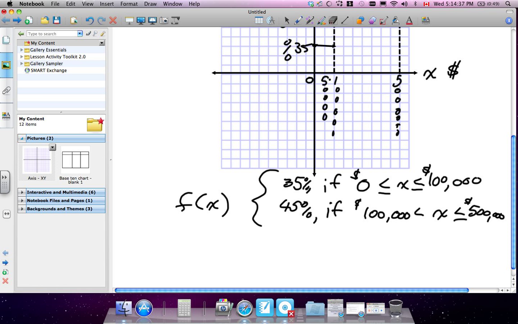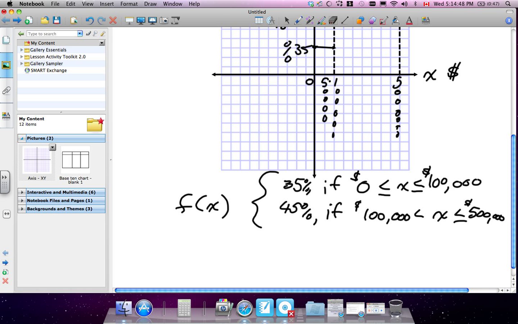So because that's our cut point, that means it's equal to. They're saying the first 100,000. If it was to be less than 100,000, they would have said at $99,000 you would make 35%. But because they included 100, that means we're going to have an equals to. So it's going to be less than. So everything before and right up until $100,000, even if I make $100,000, I'm still at 35%.